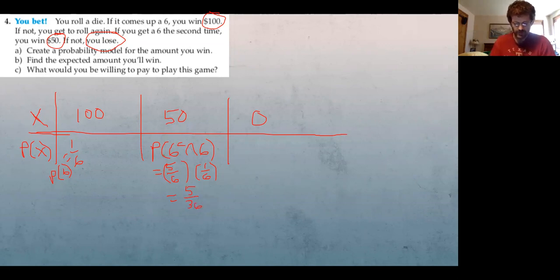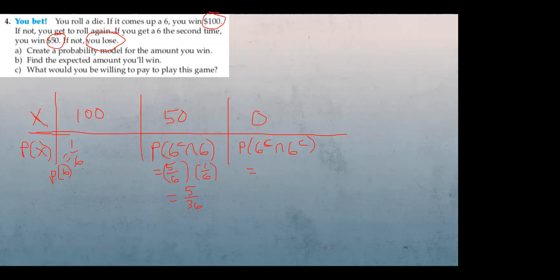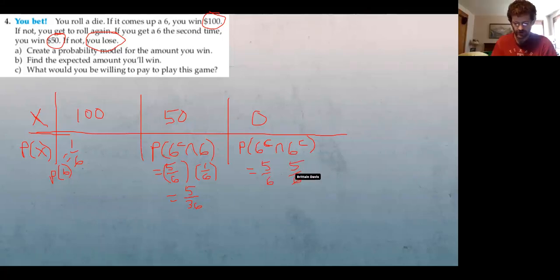Okay, which means the other probability is after 2 rolls, we don't get a 6 either way. So that's a probability of not getting a 6 and not getting a 6. So what's our calculation on that one? 5 out of 6 times 5 out of 6. All right. And this is our check to make sure we did everything right. I got 25 out of 36.